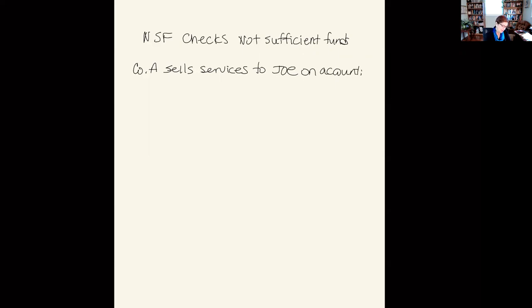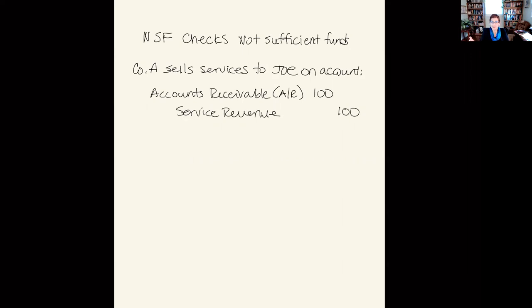So company A debits accounts receivable, which we're going to call AR, $100. And then they credit service revenue for $100. That's the journal entry. So that's where the whole thing gets started, right? They make a sale on account, they get an accounts receivable.